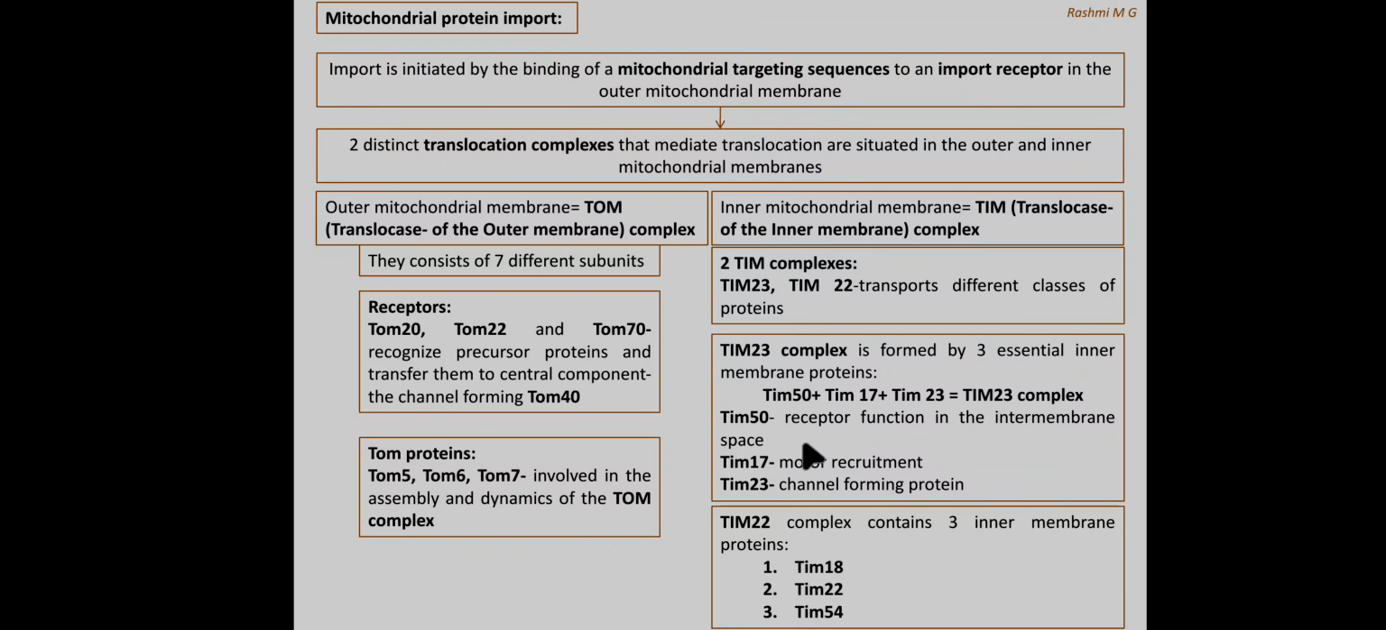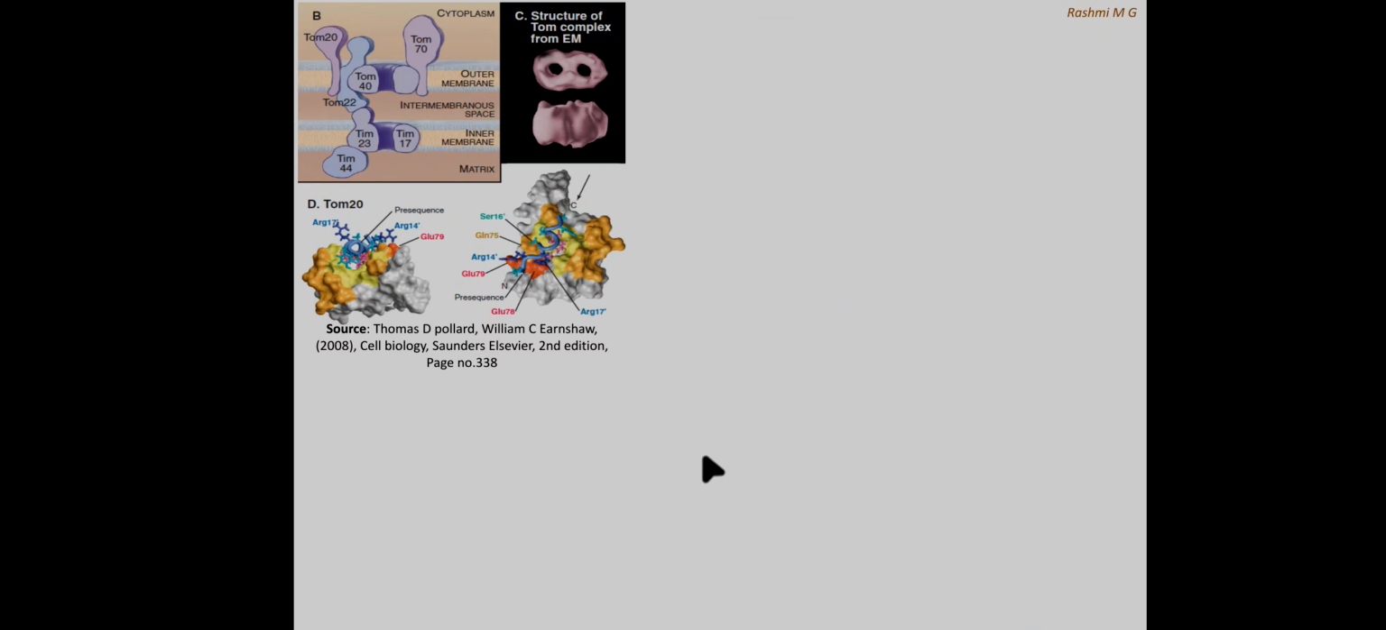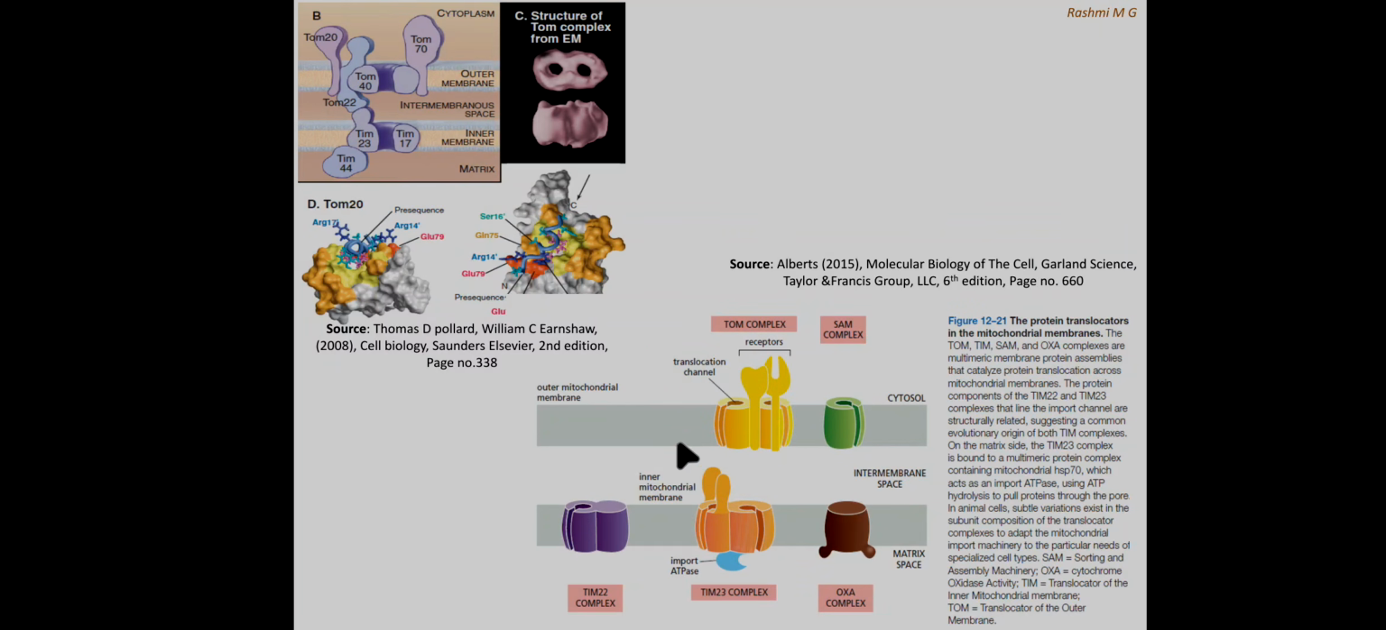Let us now see the structure of this TIM and TOM. See, this is the TOM. Whichever components I mentioned in the earlier slide are present here, that is receptors TOM 20, 22 and 70. These receptors will recognize the precursor protein and transfer them to the central TOM 40. Okay, next TIM. Do we have TIM here? No. In the coming slides we'll be having.